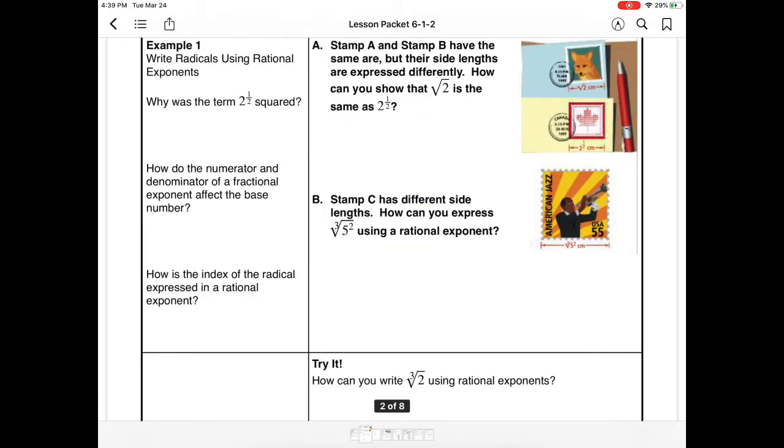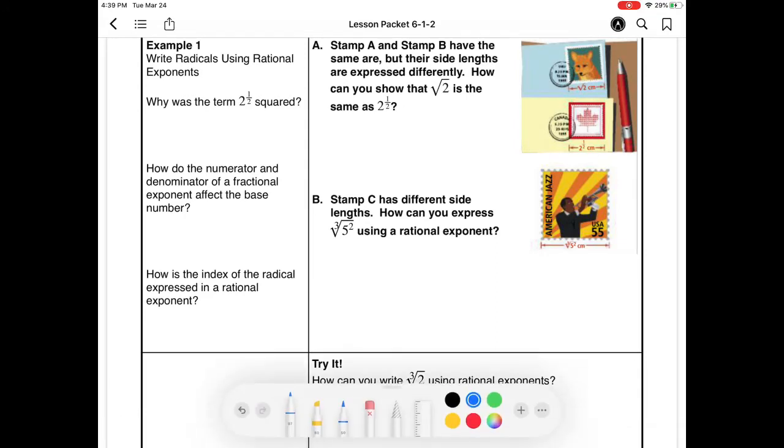So here we are with example 1, and we have two stamps, stamp A and stamp B. They have the same area. Sorry, there's a typo in there, so it's not the same R. Their side lengths are expressed differently. Both stamps are square. So how can we show that the square root of 2 is the same as 2 to the 1/2 power?